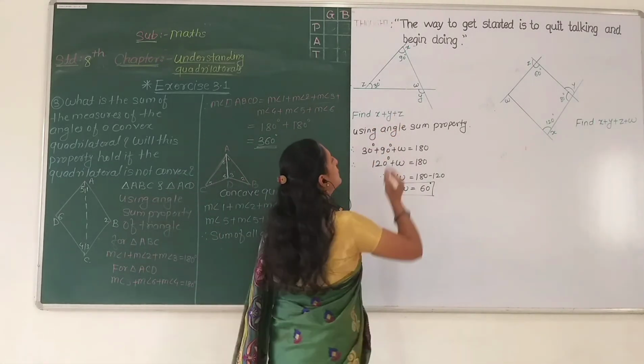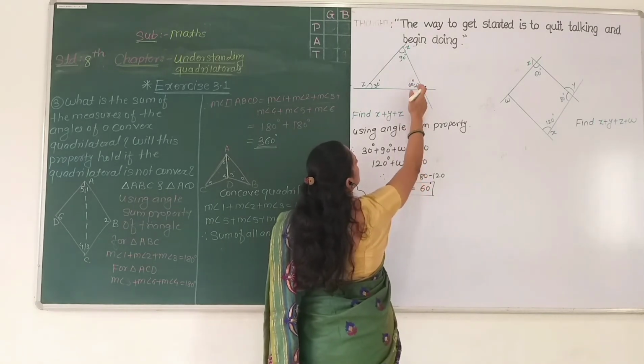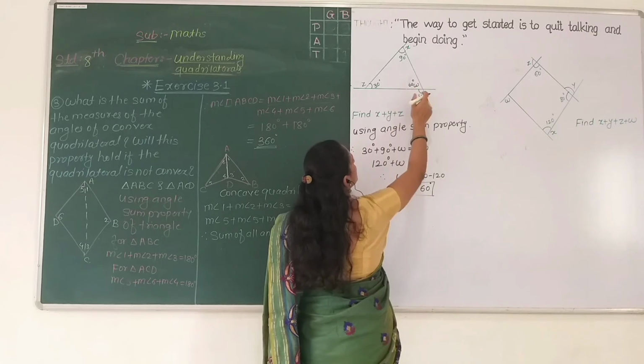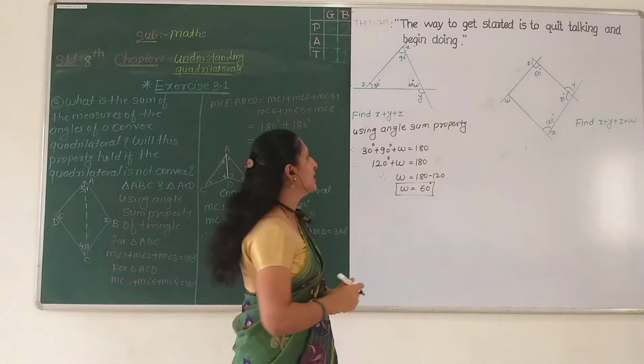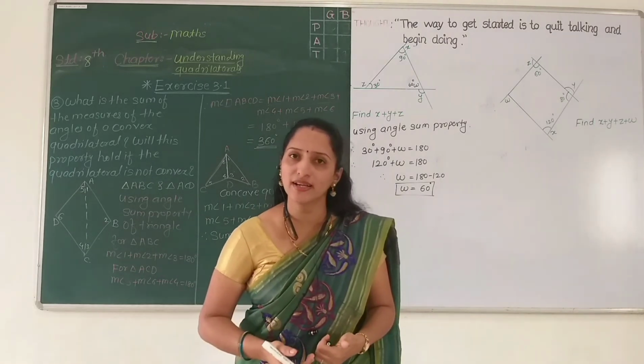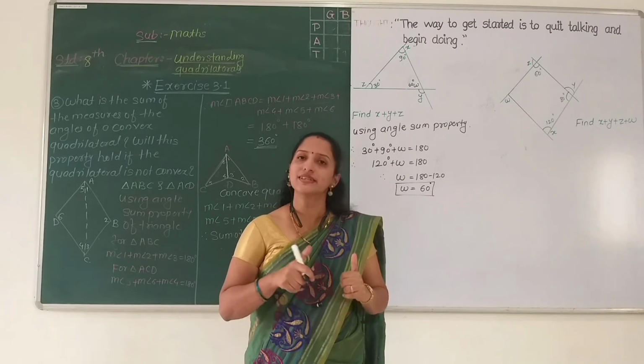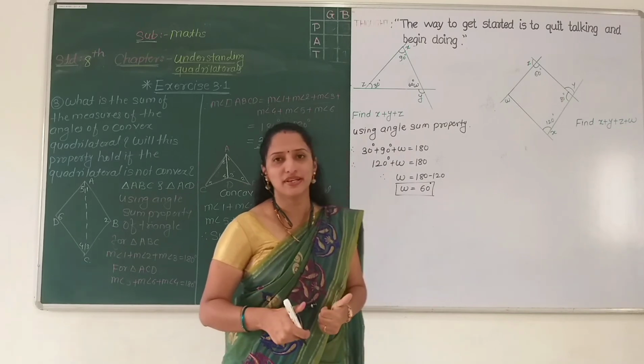So here w is equal to 60 degrees. Now look here. This w and y are both linear angles. What is the property of linear angles? Yes, their sum is 180 degrees. The sum of linear angles is 180 degrees.